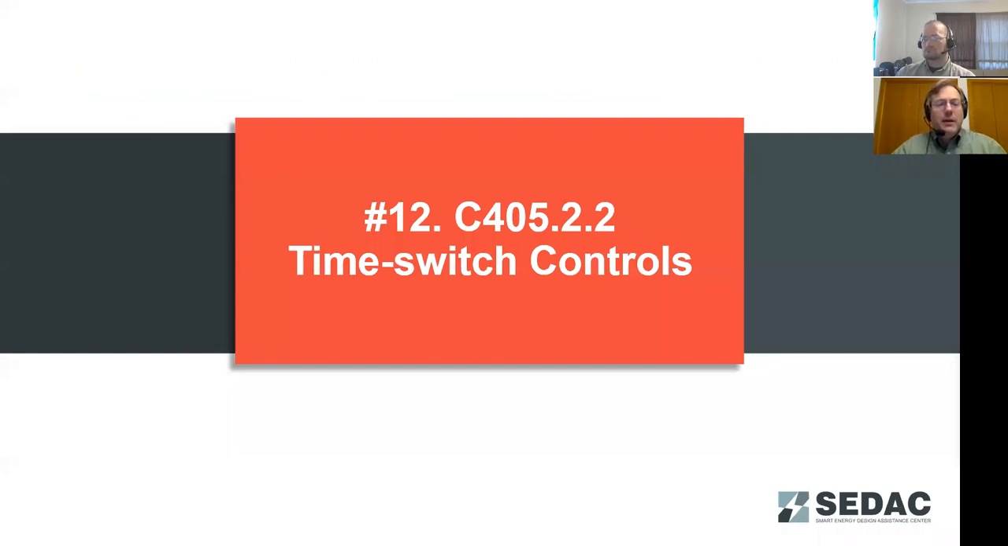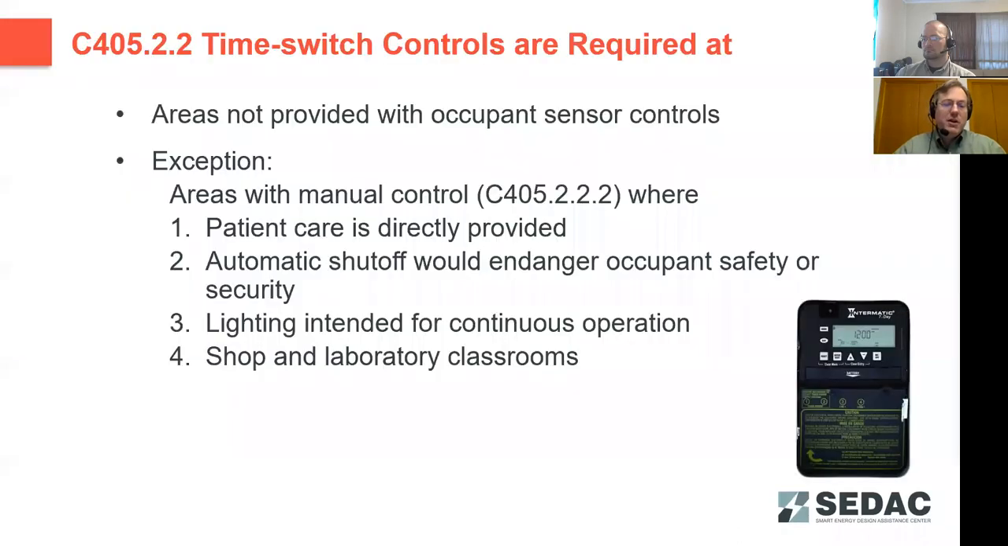So now that we've covered our occupant sensing areas, moving over to those other areas, time switch controls. The code notes that anywhere that you don't have occupant sensor controls, you need time switch controls. They do have a few exceptions here.